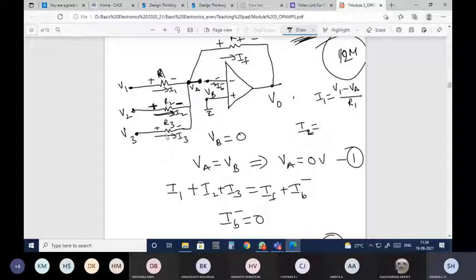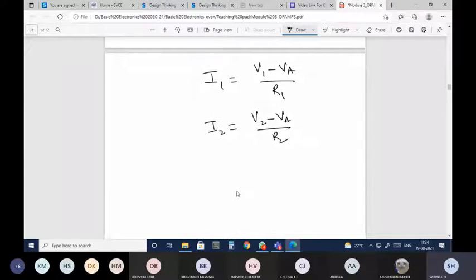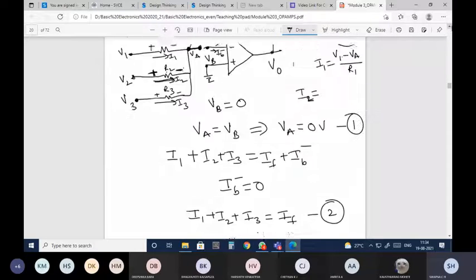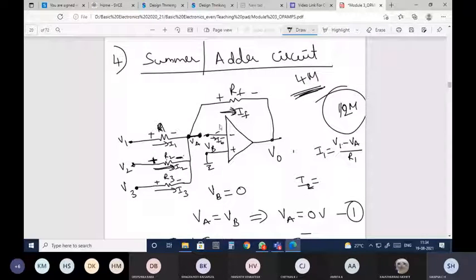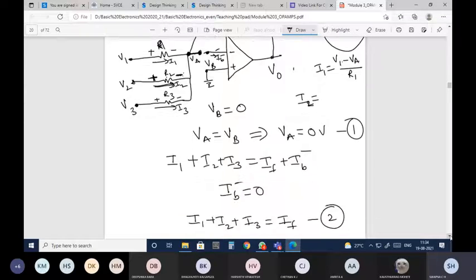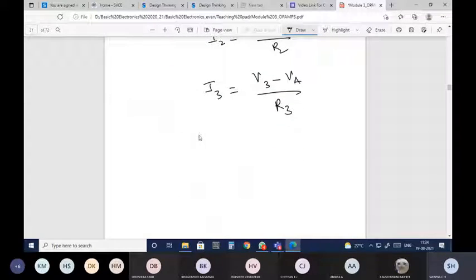In the same way, I3 is nothing but V3 minus VA divided by R3. Next, IF is nothing but current through resistor RF. So with respect to the node voltages, plus VA minus V0 divided by RF. This plus corresponds to VA and this minus corresponds to V0. IF is equal to plus VA minus V0 divided by RF.